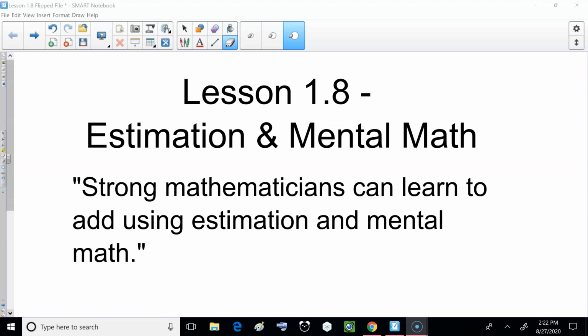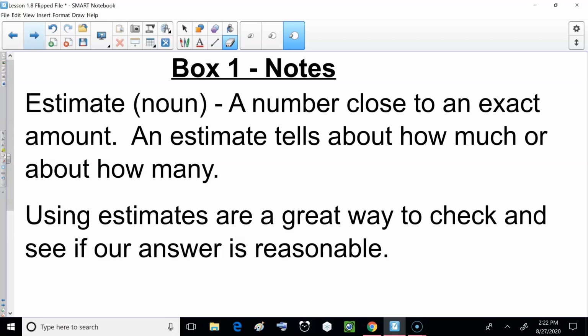Estimation and mental math. Strong mathematicians can learn to add using estimation and mental math. So these are the strategies that we want to use to help us estimate, to know what's going on right here. So take out your notebooks and your paper and pencil and write down the notes from today.